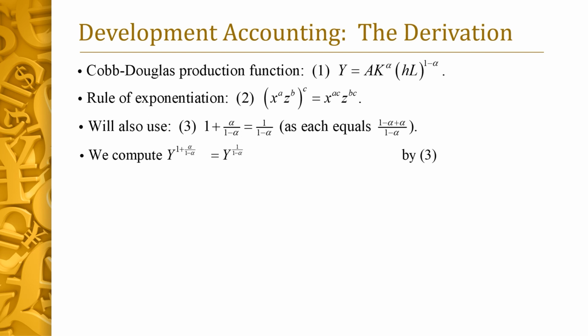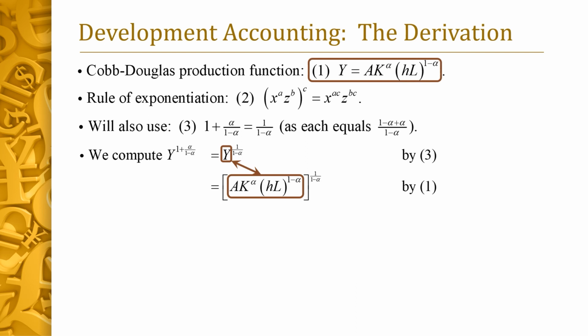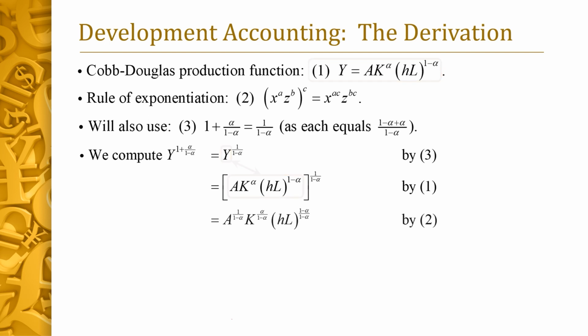First, since the two sides of equation 3 are equal, we can obtain another equality by raising output Y to either side of equation 3. The next step is to replace output Y in the right side expression with the Cobb-Douglas production function given in equation 1. We next use equation 2 to combine the exponents inside the square brackets with the exponent that is outside. This amounts to dividing each exponent inside the square brackets by 1 minus alpha. We then simplify the result by noting that the exponent on effective labor HL equals 1.